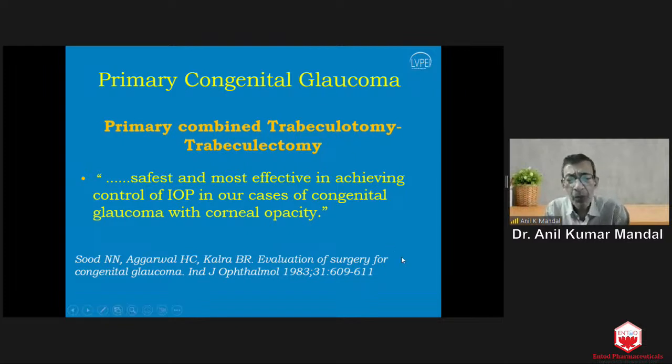I was talking about Professor Sood's first publication, 1983. Although in my personal communication with him, I came to know that he was doing this surgery from the mid-1970s. Obviously, the other group who published their results in 79 was also doing a similar technique, and published relatively earlier. But there is no doubt Professor Sood is the pioneer of this surgery and father figure of glaucoma, particularly congenital glaucoma in India.